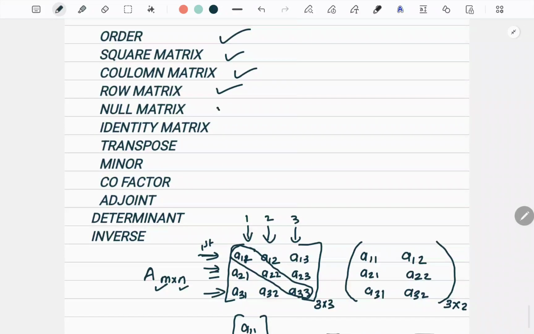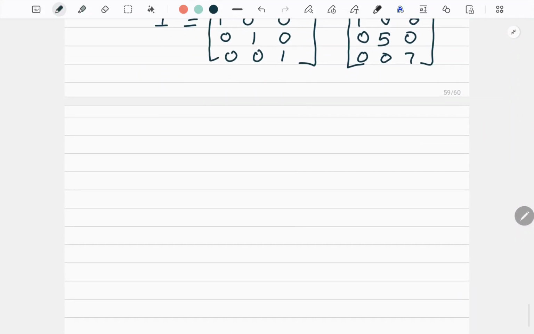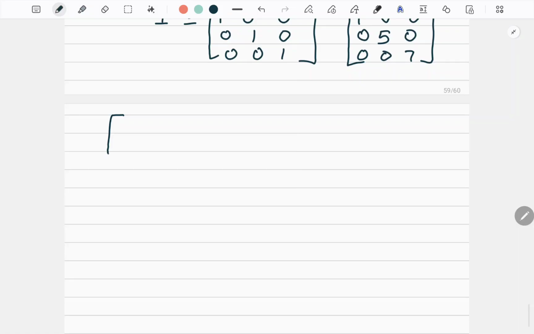So now we are clear with null matrix, we are clear with identity matrix. The next very important concept is the transpose of a matrix. What is the transpose of a matrix? If you have any matrix, I'll start with a 2 cross 2 matrix. Suppose A is a 2 cross 2 matrix: a, b, c, d. So what is A transpose? It is represented by A T, or in many books they use A dash.